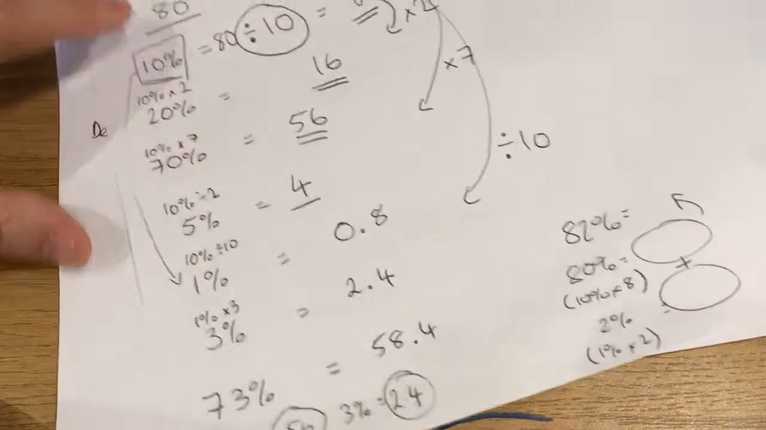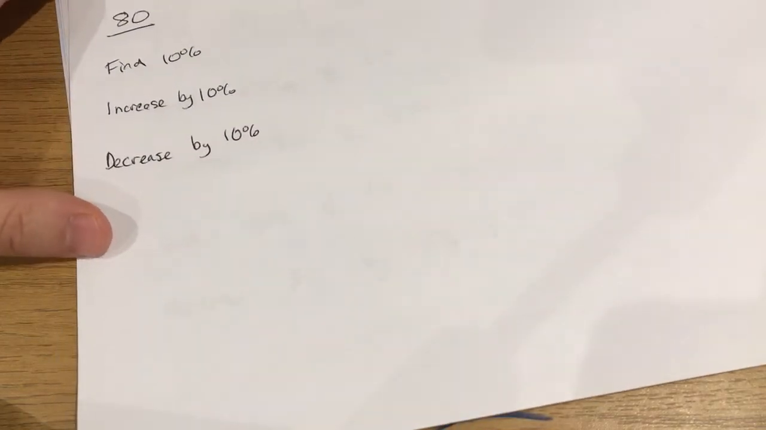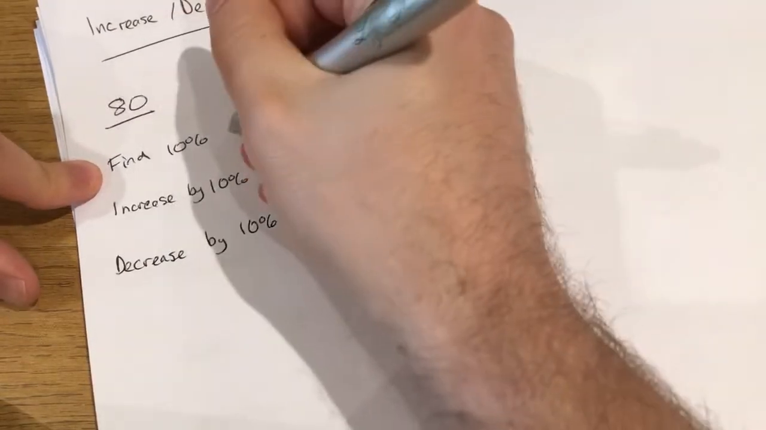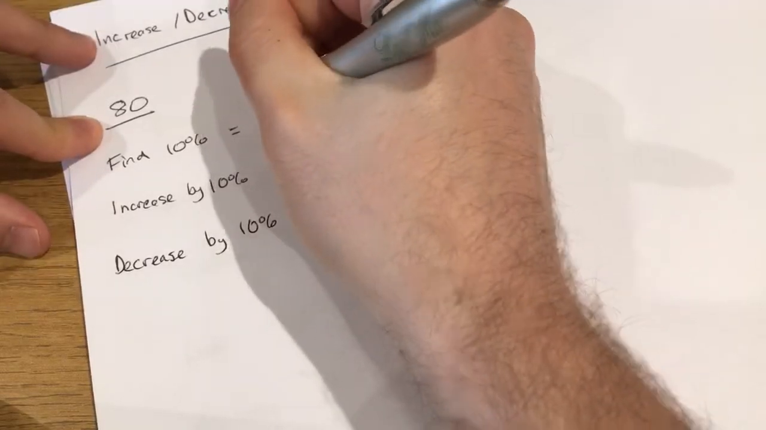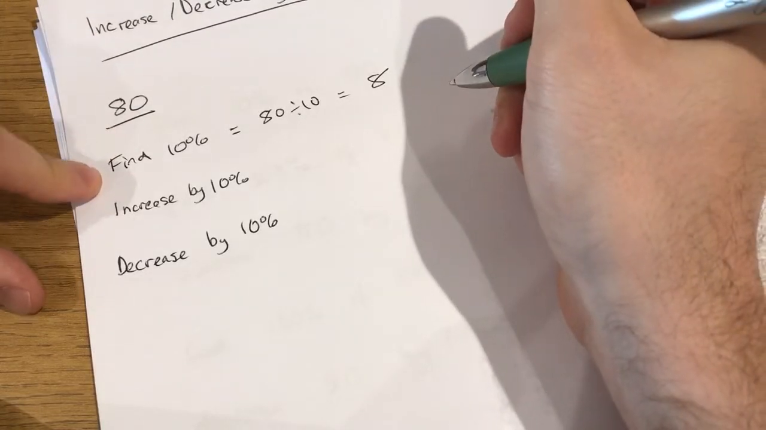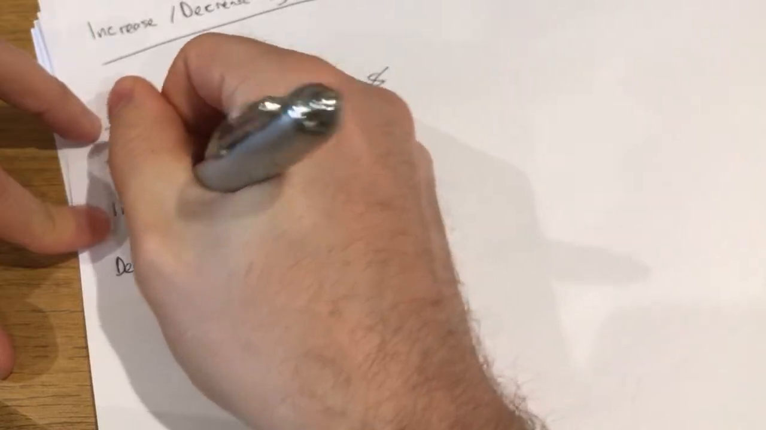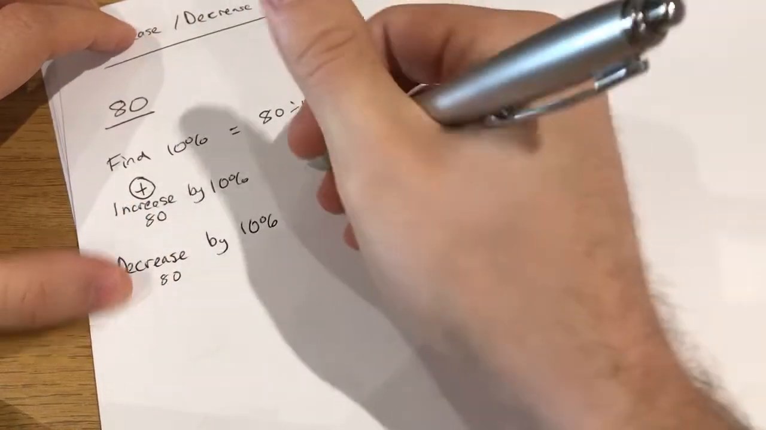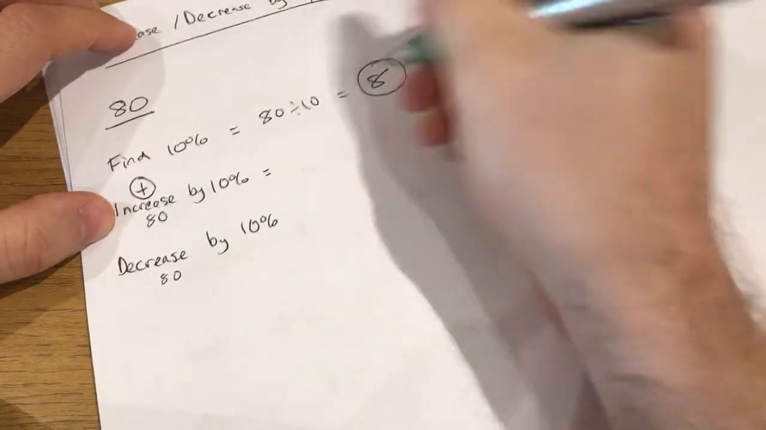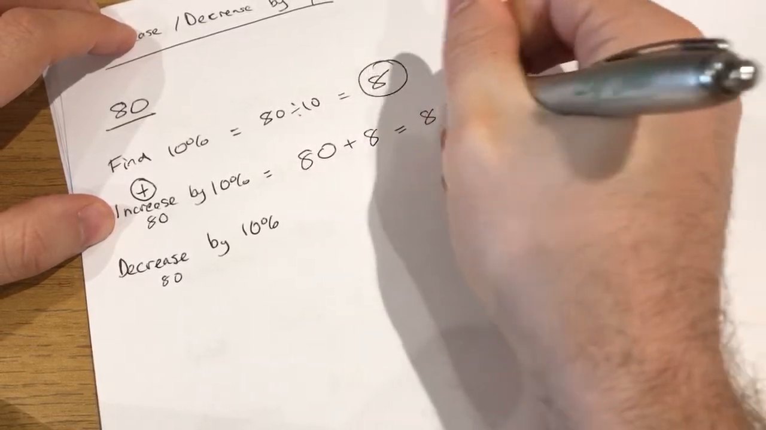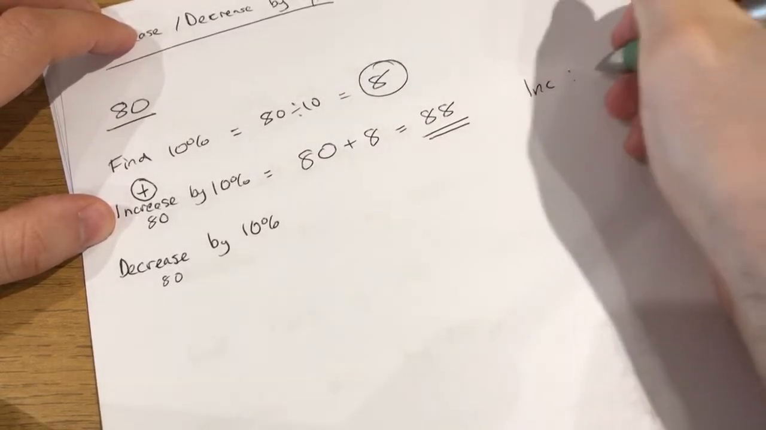Right. Next bit. Increasing, decreasing. Short and sweet, this one, hopefully. I've already shown you how to find 10% of 80, for example. 80 divided by 10 is 8. Let's say they didn't want you to find 10%. They actually wanted you to increase 80 by 10%. Increase just means add it onto the original amount. So we've got the 10%, which is 8, and the original 80. We add 8 to that, and that gives us 88. So increase is just add it on.